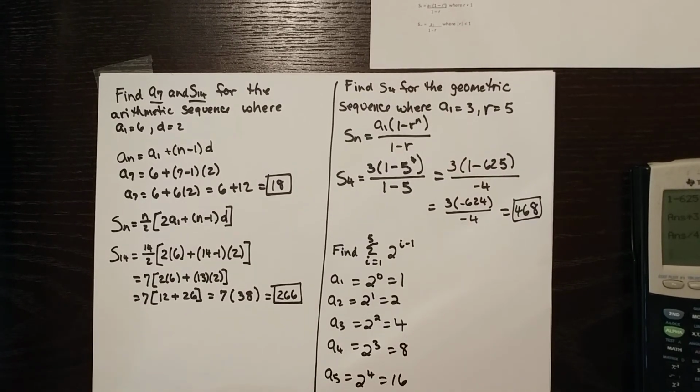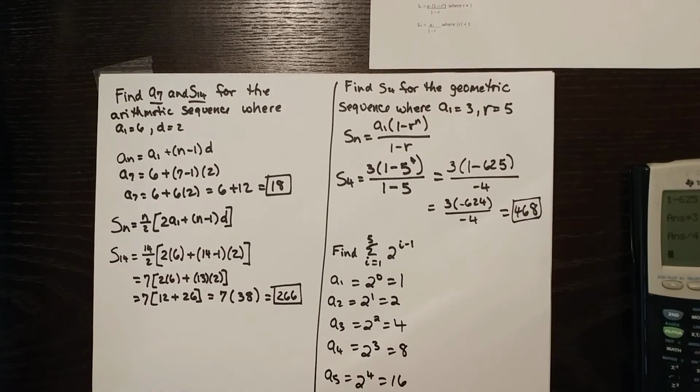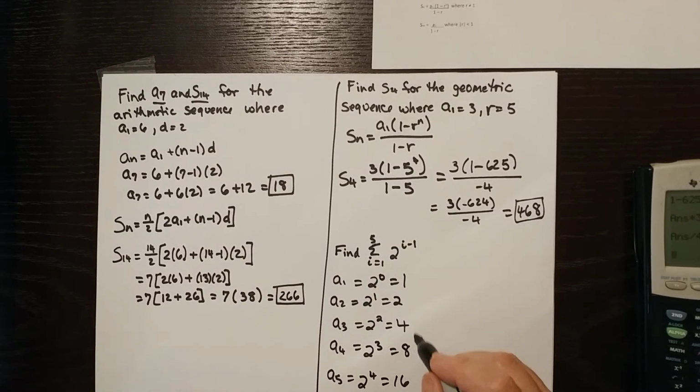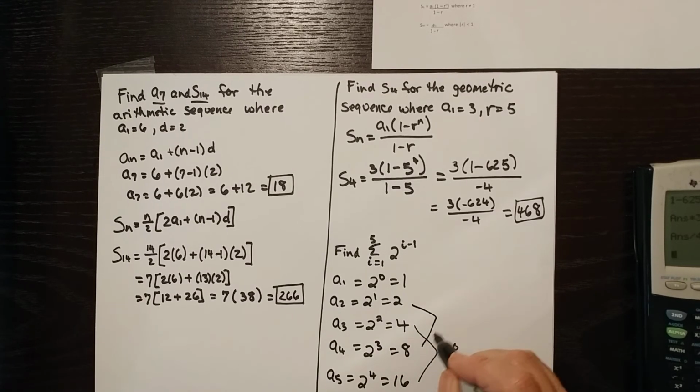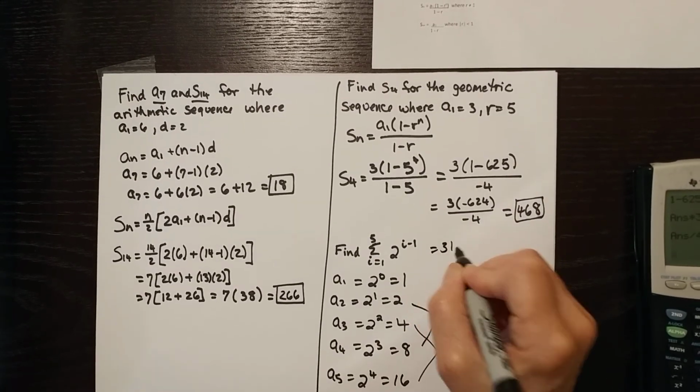And to find S sub 5, which means the same thing as this, sum up the first 5 terms, I would just add these numbers up. So let's see, 16 plus 4 is 20. 8 plus 2 is 10. So that's 30 plus 1. This is 31. This is equal to 31.